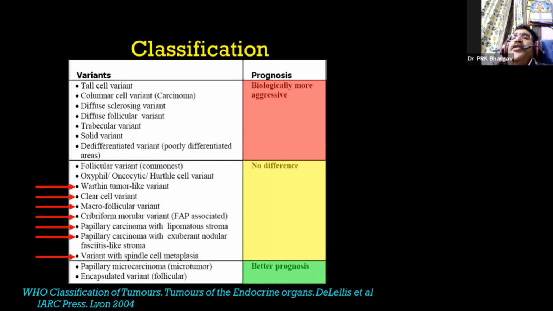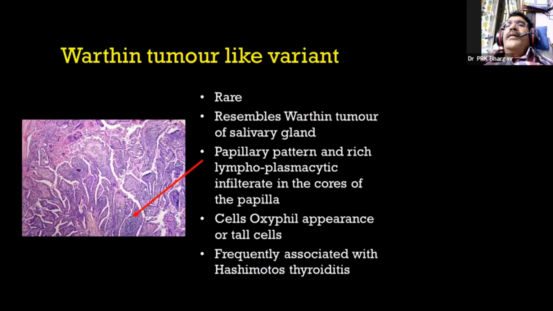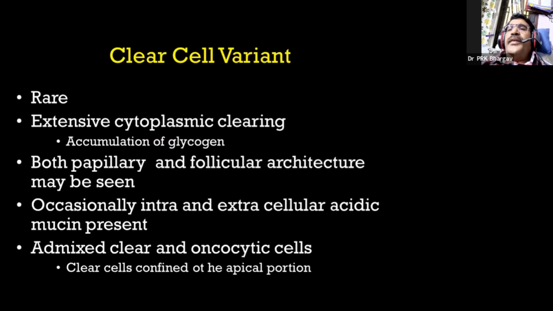Now coming to these rare tumors, of course we'll cover them one slide after the other very briefly. Next. So this Warthin tumor-like variant is very rare. It resembles Warthin tumor of the salivary gland with lymphoplasmacytic infiltrate, and cells have either oxyphilic or tall cell appearance. It is more frequently associated with concomitant Hashimoto's thyroiditis. Mostly autoimmune diseases coincide.